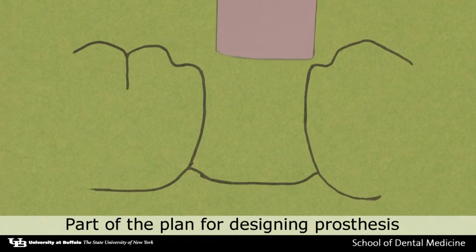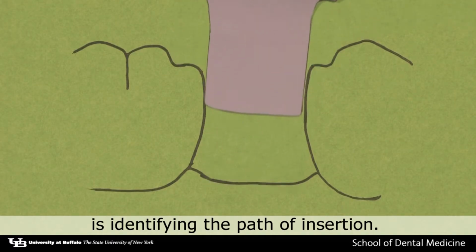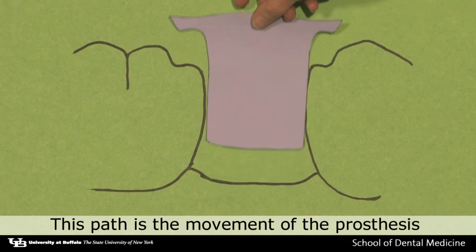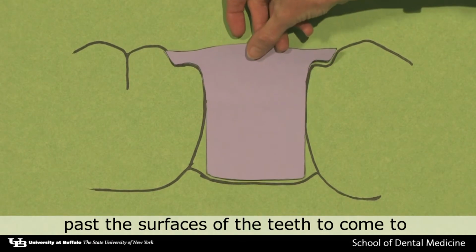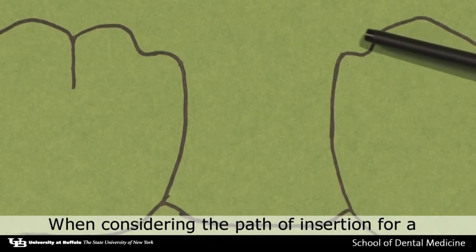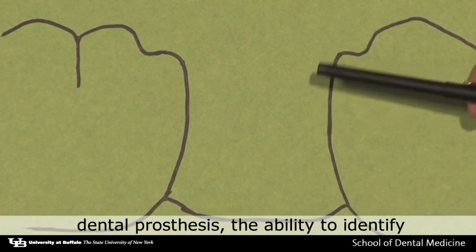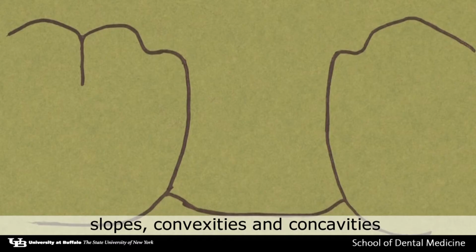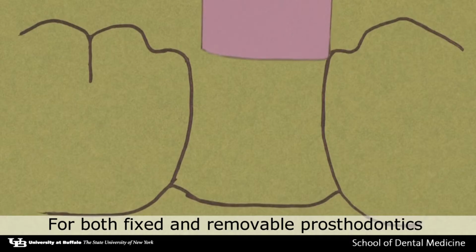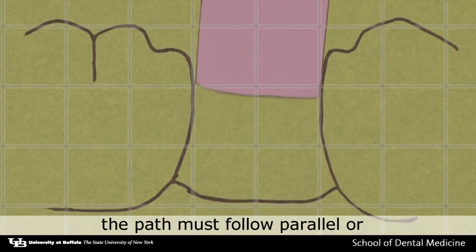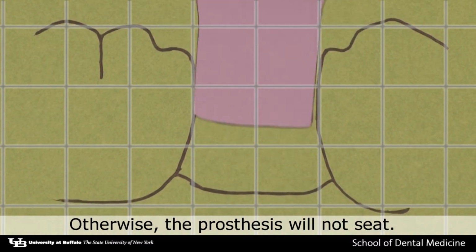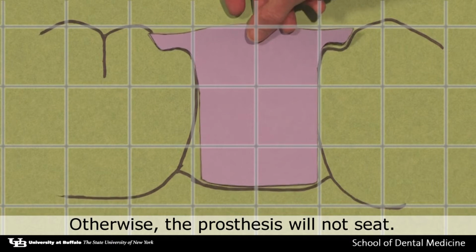Part of the plan for designing a prosthesis is identifying the path of insertion. This path is the movement of the prosthesis past the surfaces of the teeth to come to rest and be supported by the teeth. When considering the path of insertion for a dental prosthesis, the ability to identify slopes, convexities, and concavities is important. For both fixed and removable prosthodontics, the path must follow parallel or relatively parallel surfaces. Otherwise, the prosthesis will not seat.